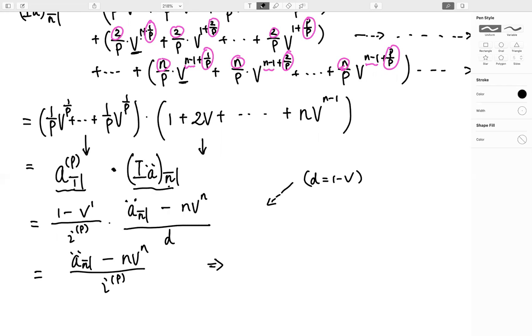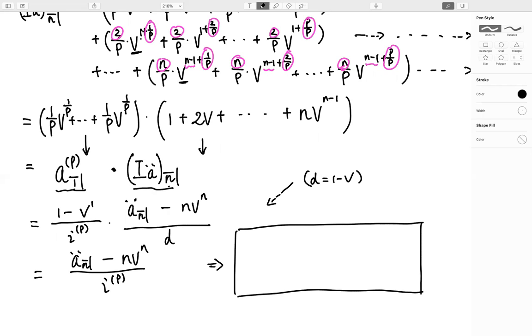So let me put it in a nice box. So this would be the present value of an increasing annuity immediate paid p times a year. So put the interest rate, so this is obviously the effective interest rate, minus n v to the n, divided by i upper p.